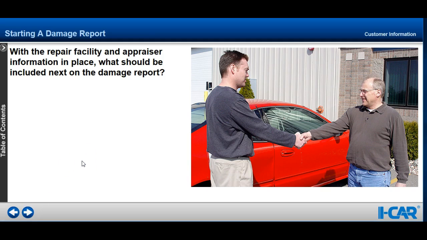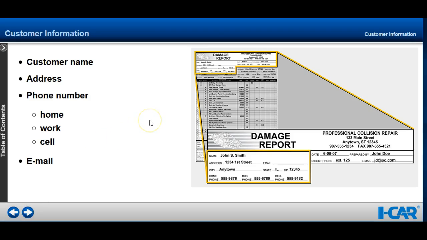With the repair facility and appraiser information in place, what would be next that we need to do? Obviously, we need to shake hands with the person that had the collision. Very, very important. But really what we need to know is customer information. So we need to make sure that we have plenty of information to get a hold of these people because we've got their car in our possession. And a vehicle is one of the most expensive things that most people have. So very important. We need to have the customer name, address, phone number, all the phone numbers we can get, and the email. You do have a blank on this one.